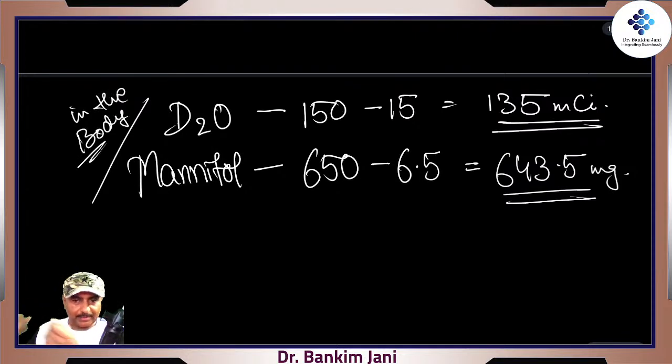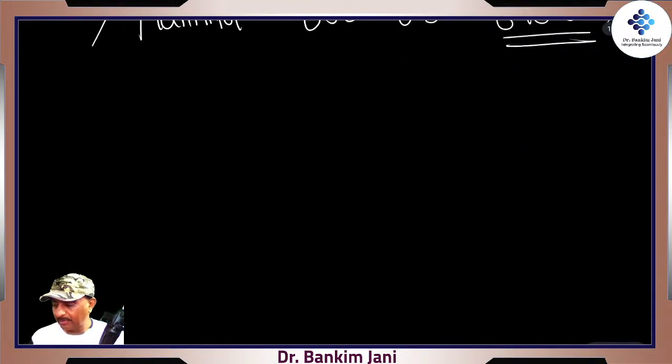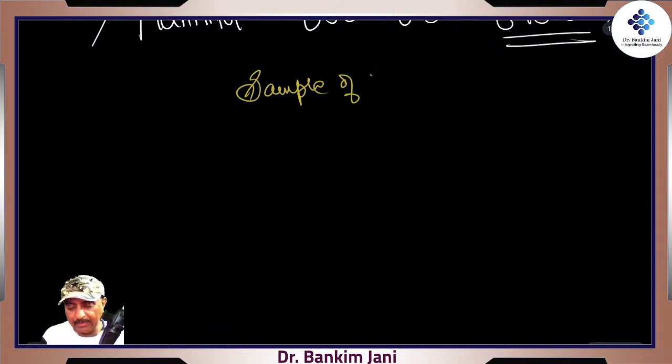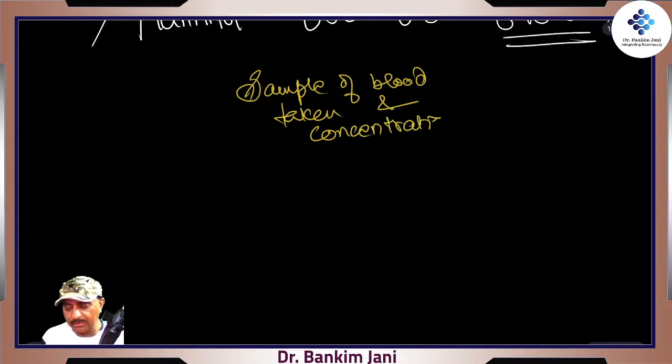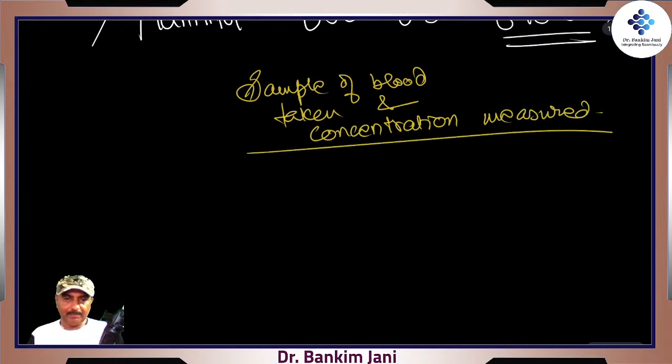Now let's take the sample out and measure. A sample of blood is taken out, and the concentration measured. We take out, say, 10 ml, and then we measure how much D2O and how much mannitol is actually present. So that is the concentration, right?